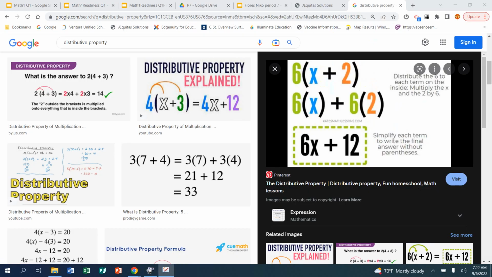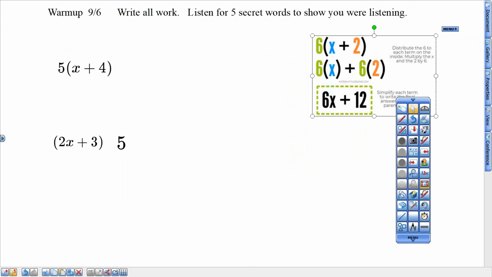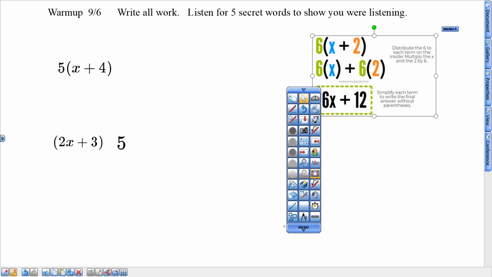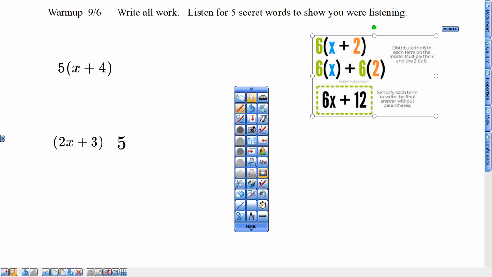Okay, for warm up 9-6, I'm going to have you copy all this work and the 5 words to show me that you listened. All right, this week, the new concept is, of course, not new for a lot of you, the distributive property, where if you have a number outside of parentheses with a variable inside there, that means you're not adding or subtracting the numbers inside there first.